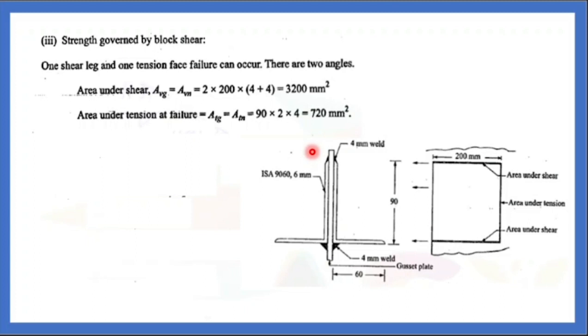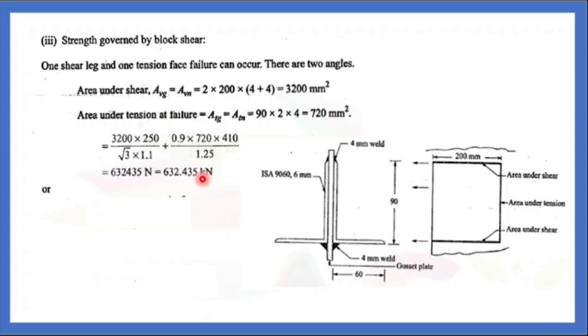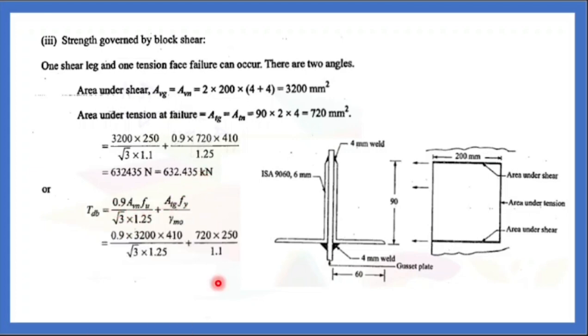Now you know all the parameters. You can substitute in that formula. 3200 into 250 by root 3 into 1.1 and 0.9 into 720 into 410 by 1.25. 632.435 kilonewton. And another value you have from this formula, 709.025 kilonewton. Now what is your least value? 632 is your least value. Block shear strength value 632.